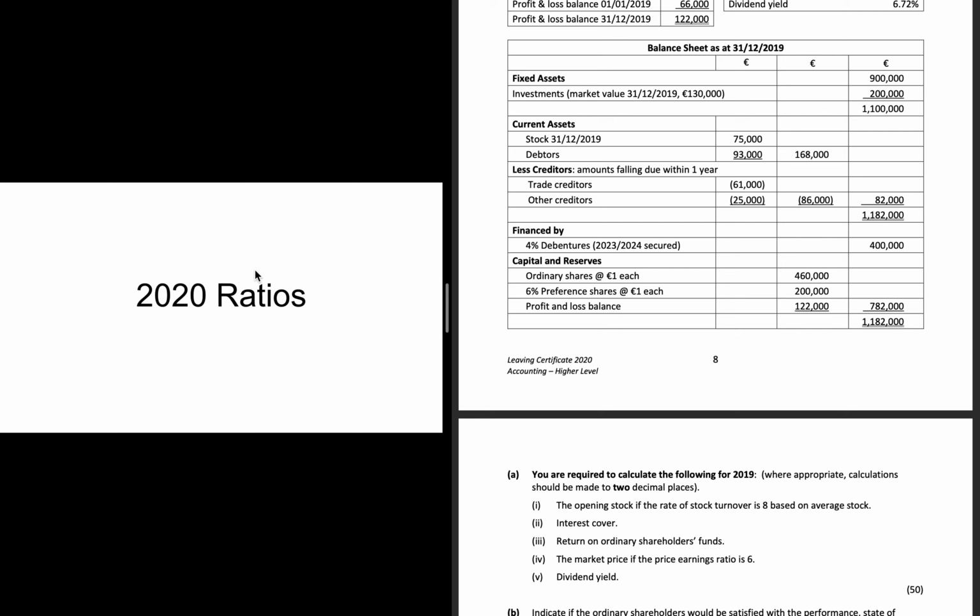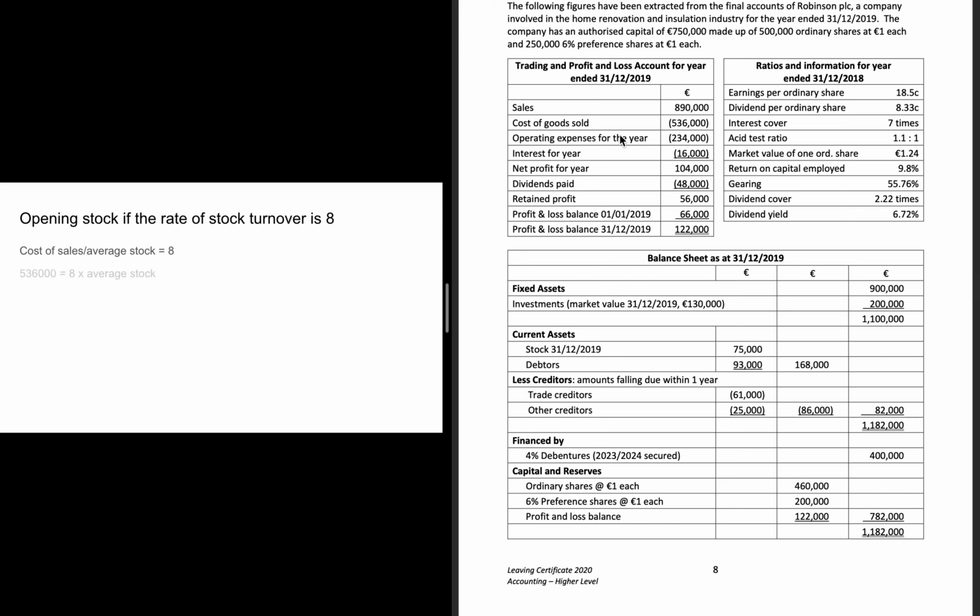Alright, so we're asked to do for 2019, just check that you're not forward projecting at any stage, which I don't think you are. Okay, so you're asked the opening stock if the rate of stock turnover is 8. So cost of sales over average stock is 8. Cost of sales in the question is 536. So 536 over average stock is 8. So therefore 536 is 8 times average stock. Just divide them in. Average stock 536 over 8, which is 67,000.